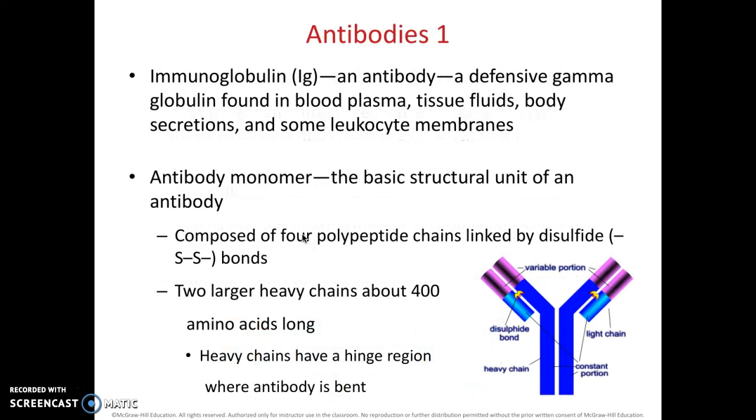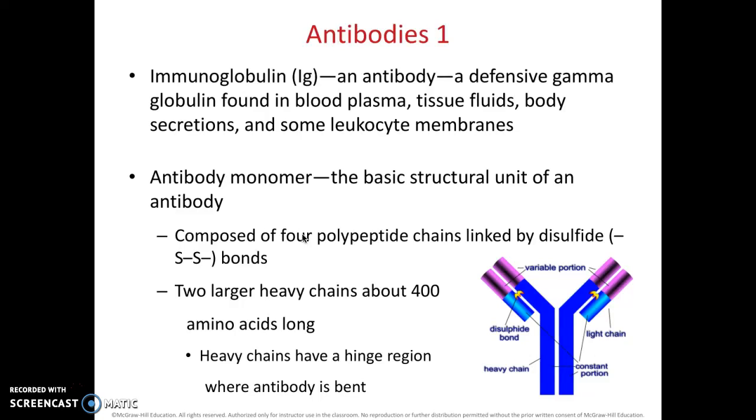Antibodies are what recognize the antigens. These are immunoglobulins, which are antibodies, and these are different kinds of proteins. This is a defensive gamma globulin that's found in blood plasma, tissue fluids, body secretions, and some membranes of the leukocytes.